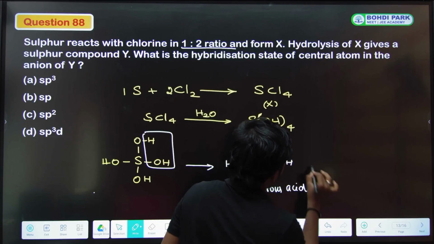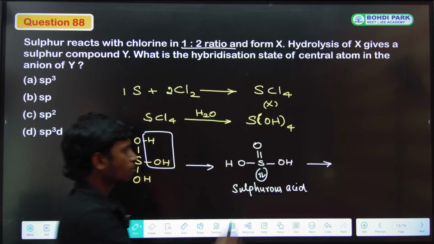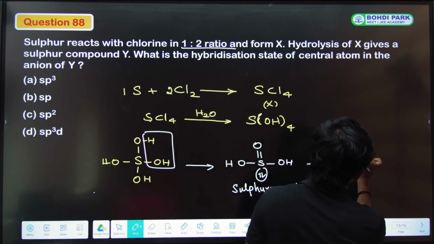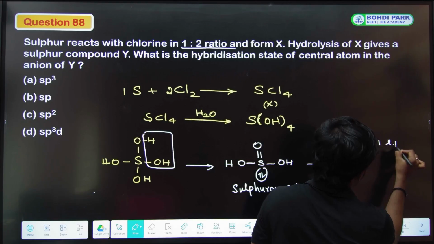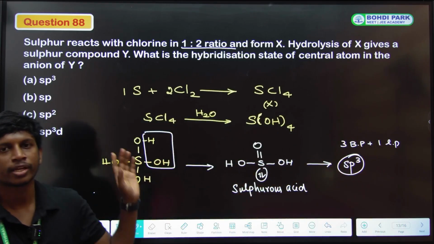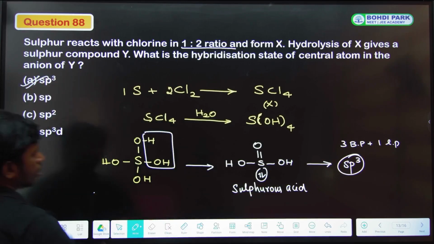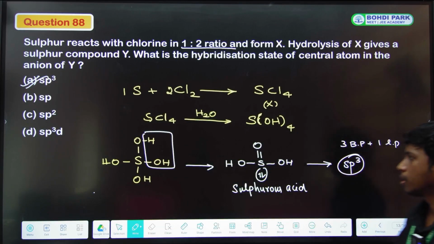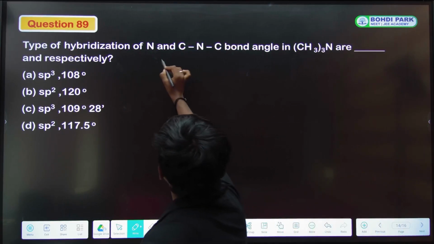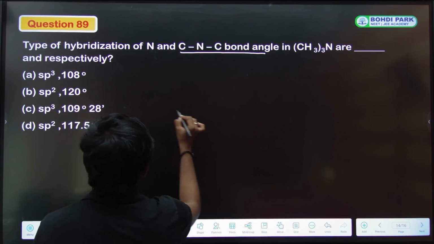What is the hybridization of sulfur in sulfurous acid? மொத்தம் 4 பக்கம் bond இருக்கு, means 3 bond pair ஒரு lone pair இருக்கு. 3 bond pair ஒரு lone pair இருந்தது அப்படின்னா இது sp3 hybridized in nature. Clear? So what would be the hybridization? sp3. அடுத்தது, the type of hybridization of nitrogen and CNC bond angle in (CH3)3N.